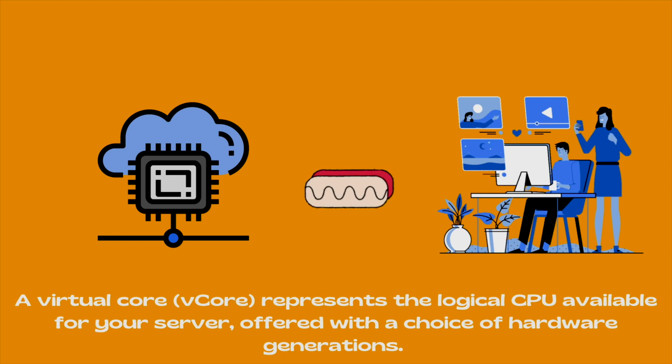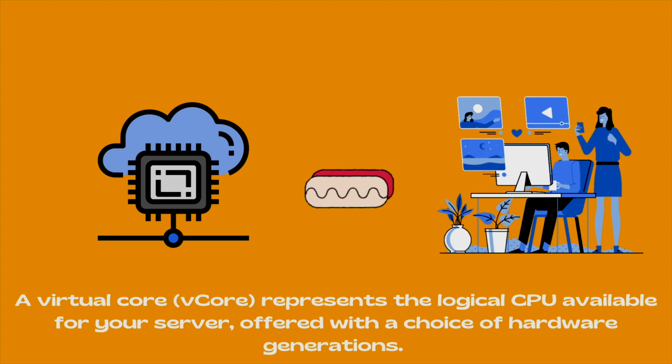Ideally, a vCore is a virtual core that represents the logical CPU available for your server, offered with a choice of hardware generations. This is the definition by Microsoft Azure. However, I would also like to point out that a core is usually the basic computation unit of the CPU. CPU is your central processing unit.